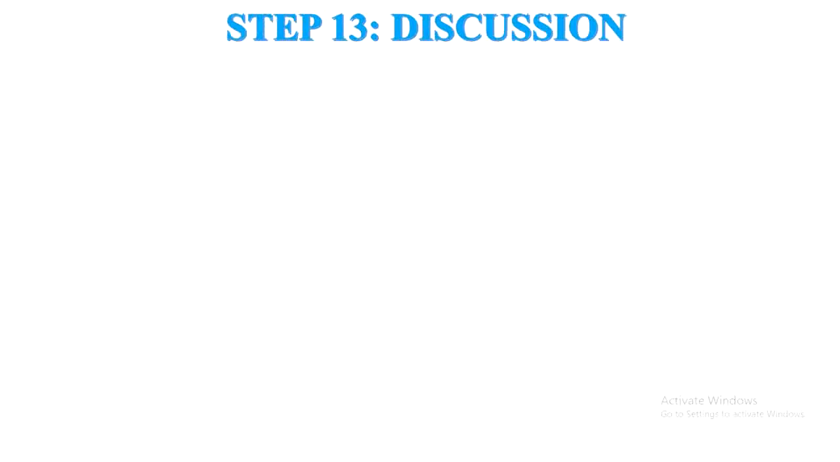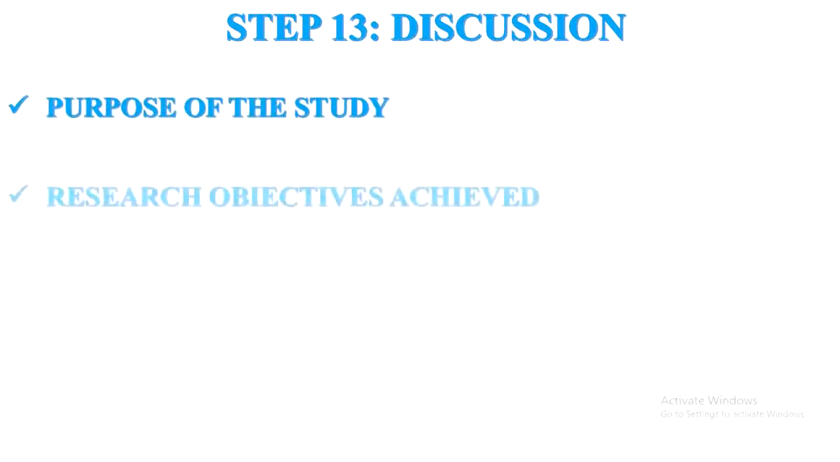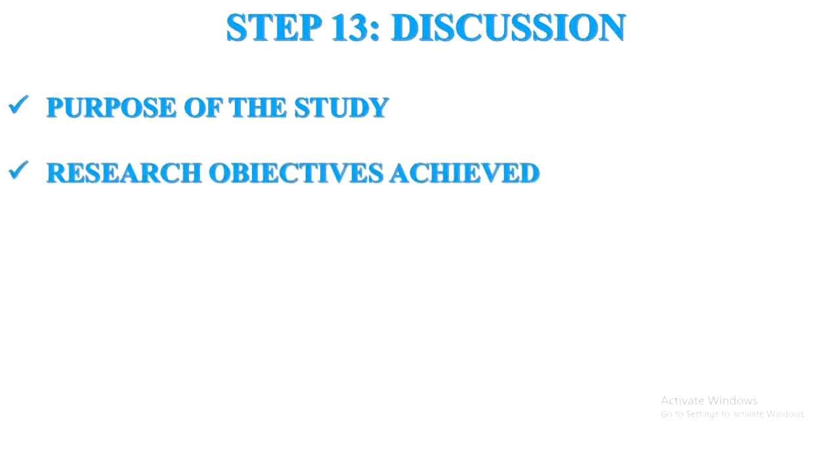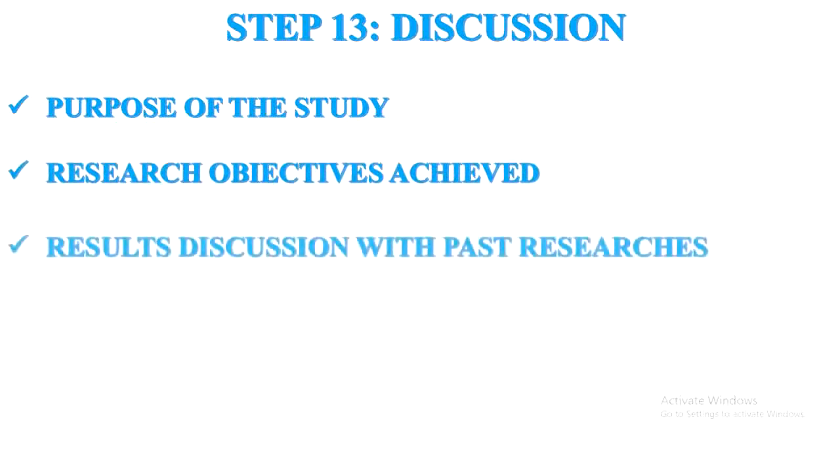After we have done our introduction part, literature review part, methodology part, we have done our data collection, we have run our results in SPSS or any data analysis software. Then comes the part of discussing those results. So let's see what we do in this step. You write the purpose of your research paper. Number 2, you write the research objectives which you have achieved in this research paper.